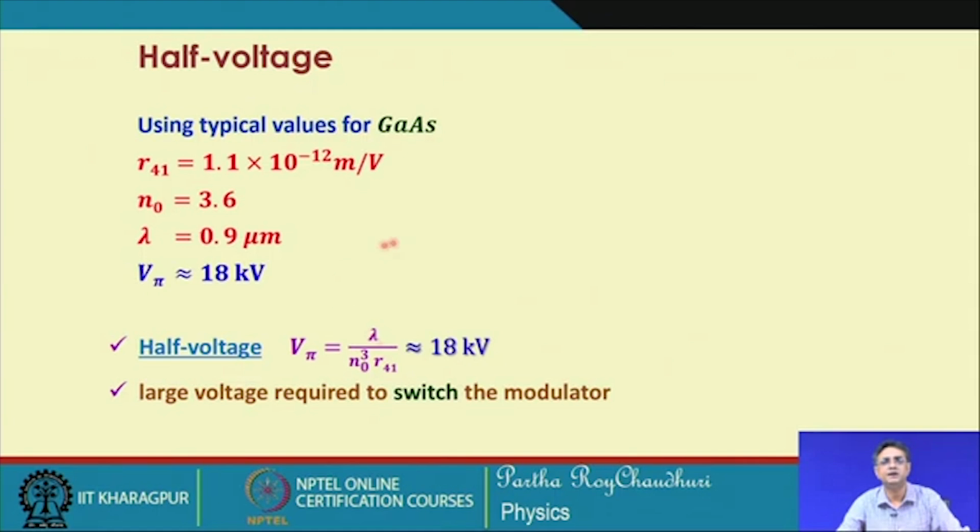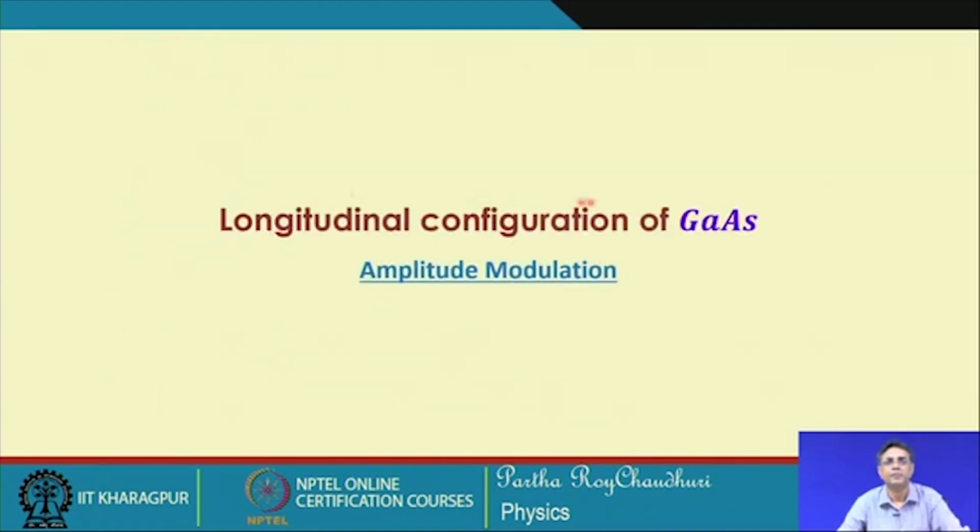And now, we will see whether, if we change the configuration intelligently, we can reduce this half voltage for switching this modulator. Indeed, for the amplitude modulation scheme, we will see that the half voltage required will be half of the half voltage that is required for the phase modulation.